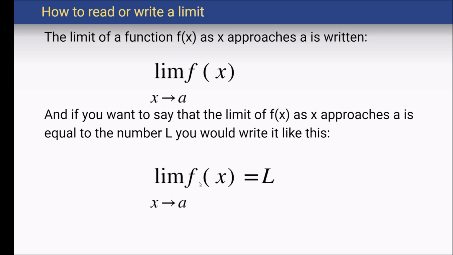It looks like there's a little bit of extra space between the f and the x. That's just the font they use in the typesetting for this.